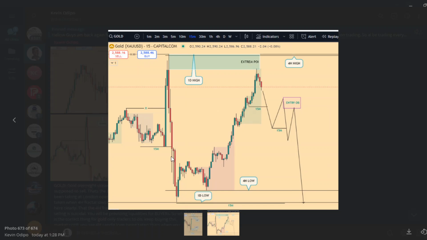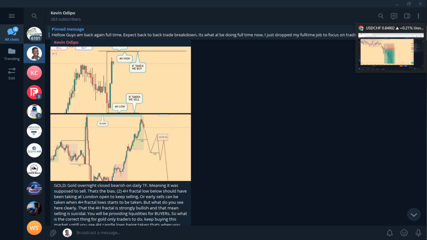No second pullback, no second push. So this could just be a liquidity sweep, and then it could reverse. This could be break of structure, and this could be liquidity sweep. Therefore it becomes unreliable. That is why this criteria is here.